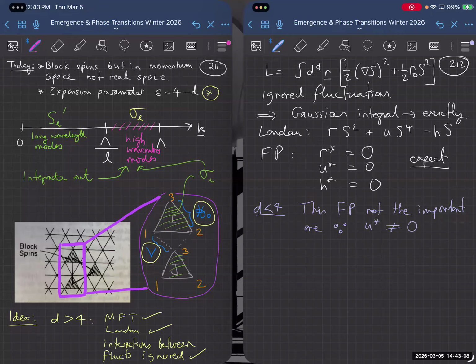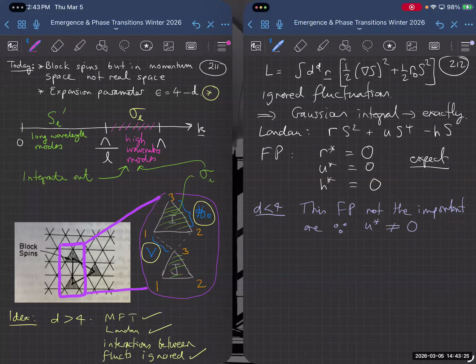In fact, it also turns out that R star is not equal to 0. In other words, the transition temperature that you estimate in mean field theory actually gets changed as a result of the fluctuations. Okay, but H still stays 0. So now I want to tell you about what that fixed point is.